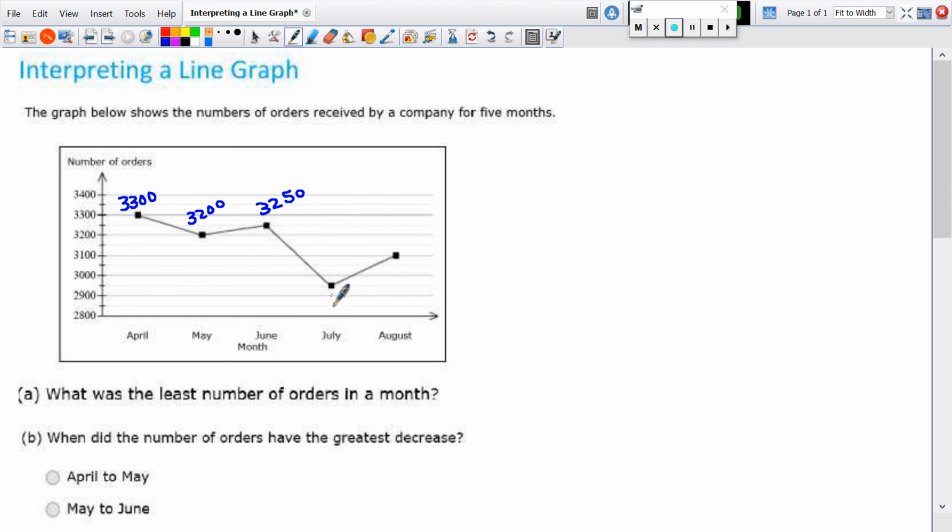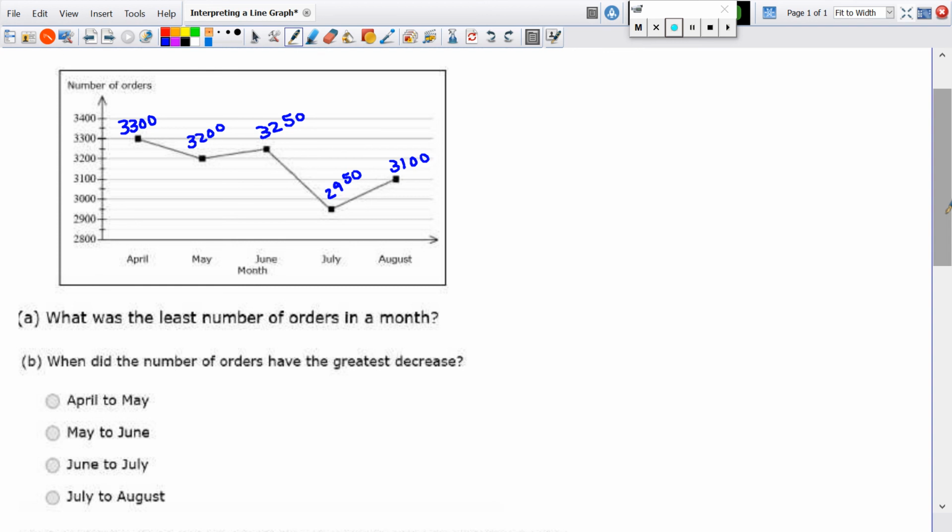For July, where my pen is right now is 2,900. So go halfway, that's 2,950, and I don't know why I wrote another 2 there. Sorry about that. And then August, if you go over, it's 3,100. Okay, once you do that, then the questions are pretty well easy to answer or quick.